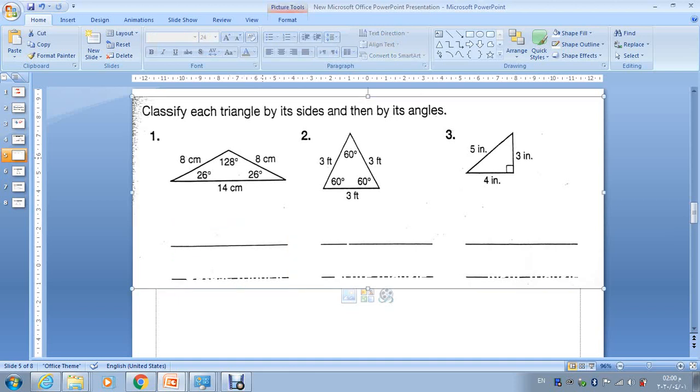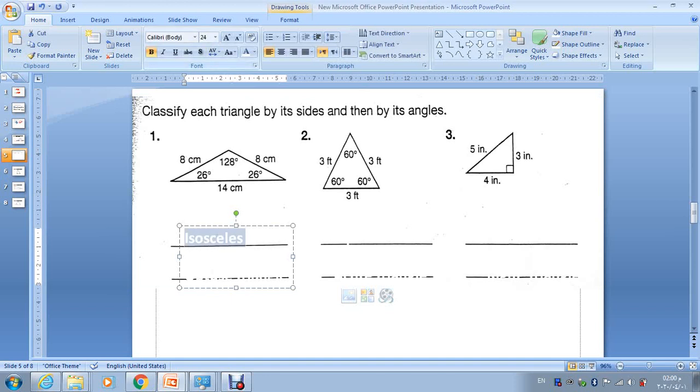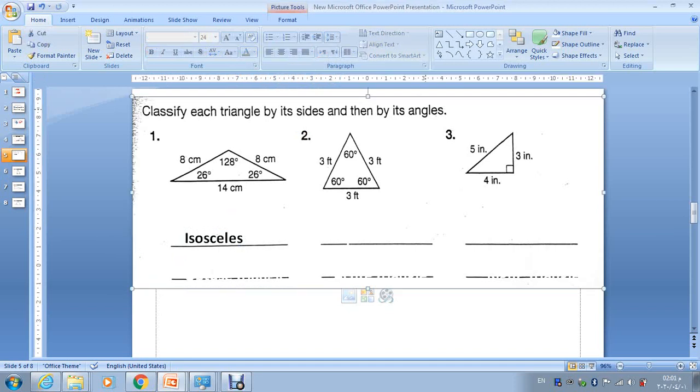When we classify by sides, we have two sides the same, having the same length, but the third side is 14 centimeters. Again, two sides are 8 and 8, so they are of the same length, but the third side is 14 centimeters, so it's different. What do we name this triangle? Isosceles triangle. Look in your page R65 in your math workbook, you will find it there.